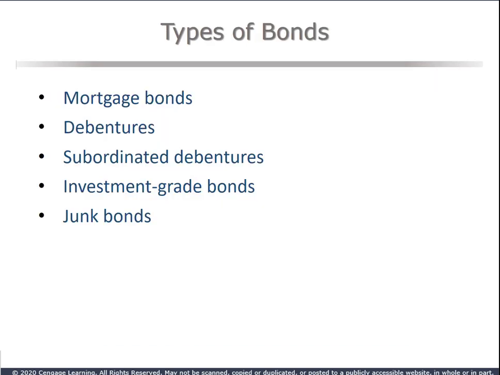We've been looking at what would be termed plain vanilla bonds, bonds issued at par with a fixed coupon rate, no collateral. Other types of bonds include mortgage bonds. Mortgage bonds have real estate as collateral. Debentures, it's an old-fashioned name for unsecured debt. Subordinated debentures, unsecured debt that is junior to the senior debt, and it ranks lower in priority in case of a bankruptcy. Investment-grade bonds and junk bonds, they're determined by their ratings.